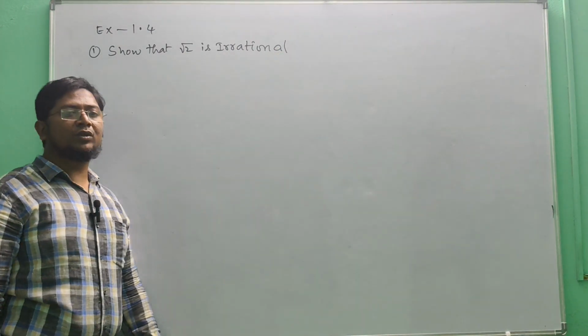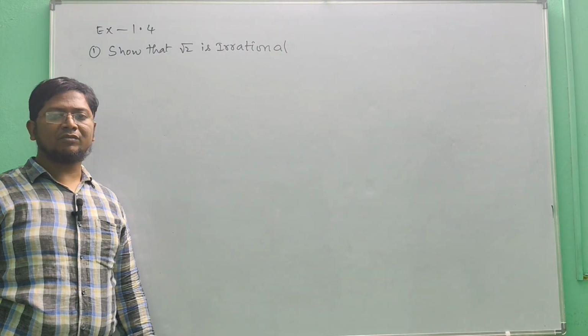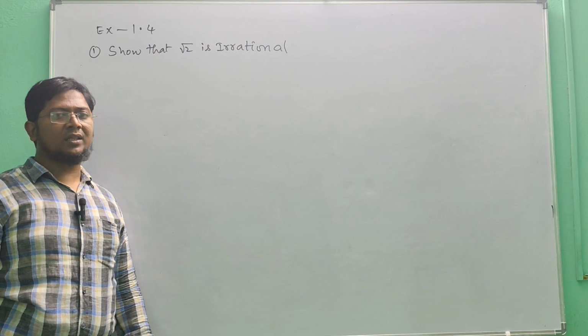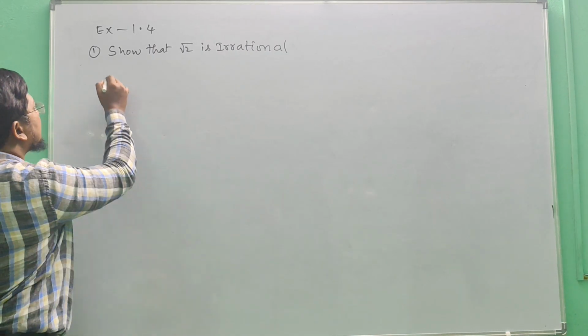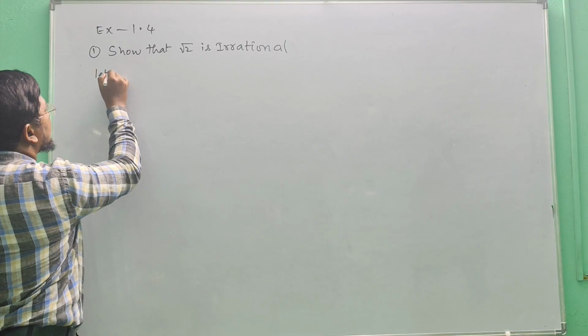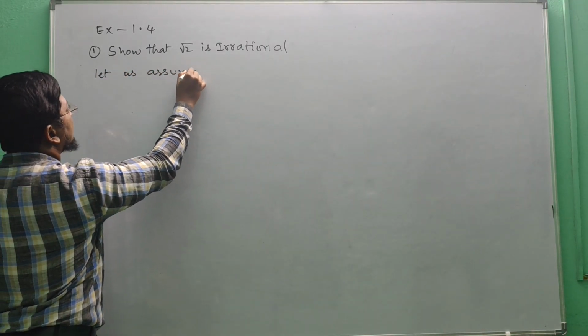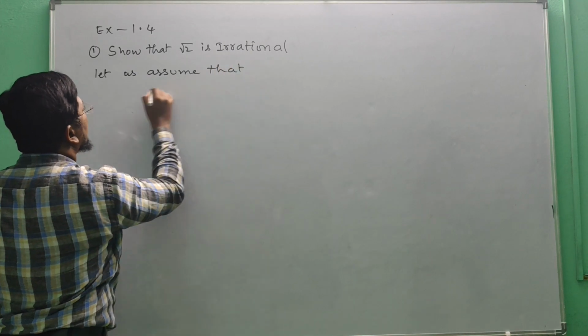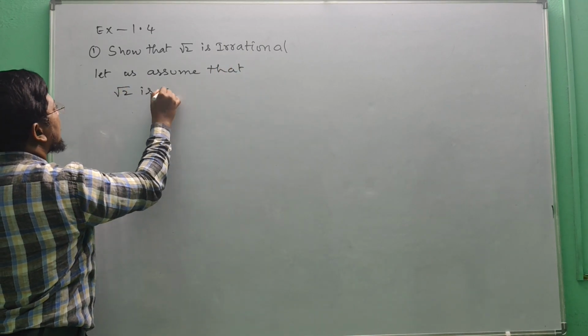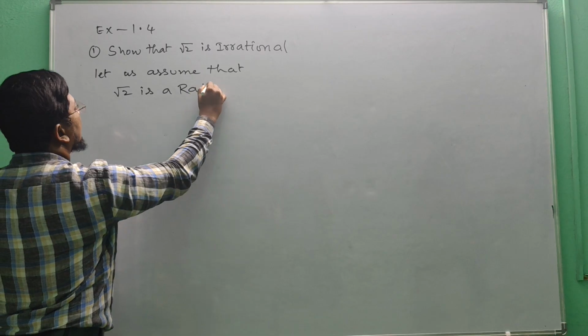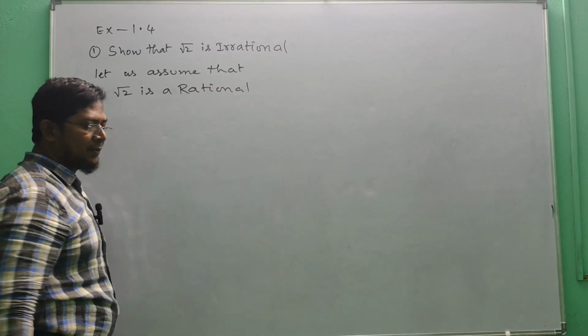To prove root 2 is irrational, we have to follow a few steps. What are the steps? The first one, we assume that root 2 is rational. This is our first step.